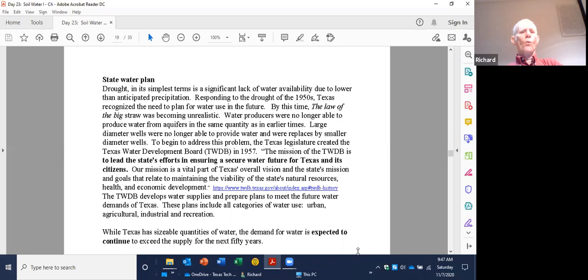Let's talk about the state water plan. Drought in its simplest terms is a significant lack of water availability due to lower than anticipated precipitation. That's the classic definition of drought, lack of water. Now, typically the things that I've talked about so far today are sort of the science behind this, but there's also a social implication of drought.